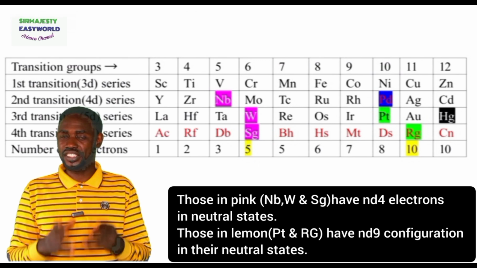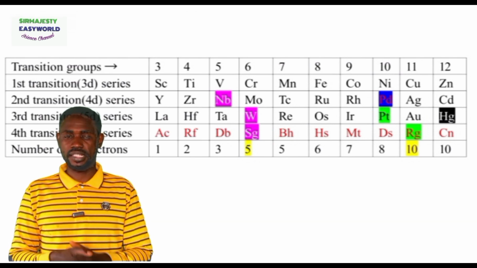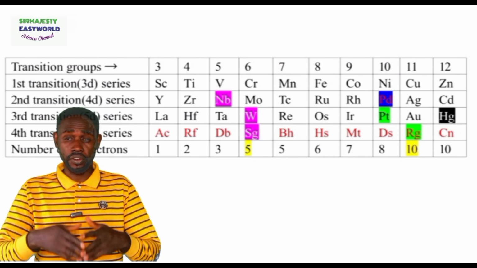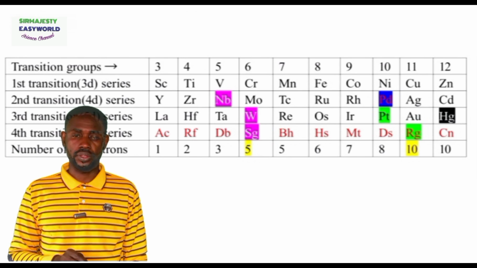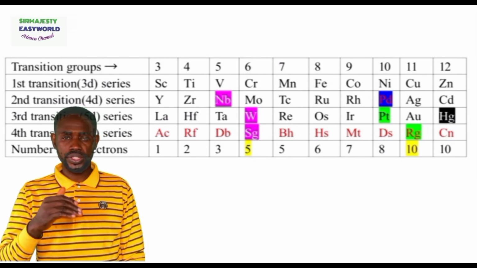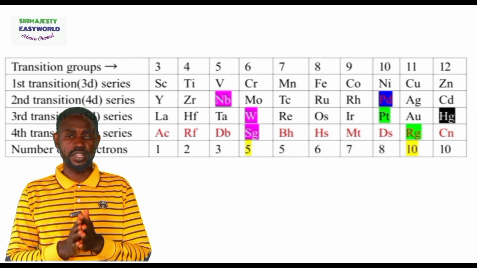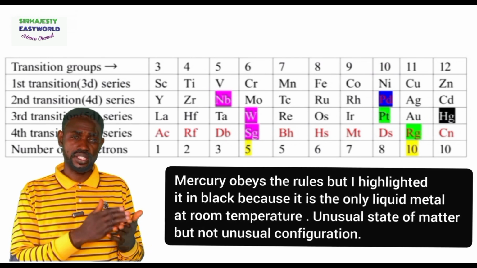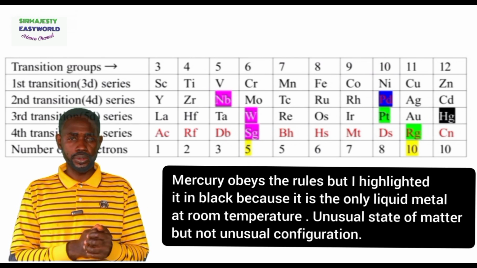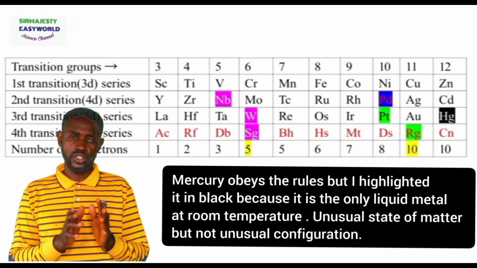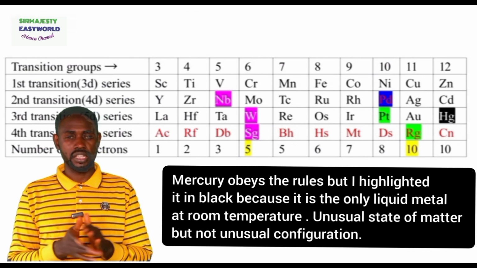So likely these two are the only transition metals that have what? d4 in their neutral atoms. So when we say they can't have 4, these two are the ones that deviate. That's why I highlighted them in the table you can see there. So niobium deviated together with what? Chromium.